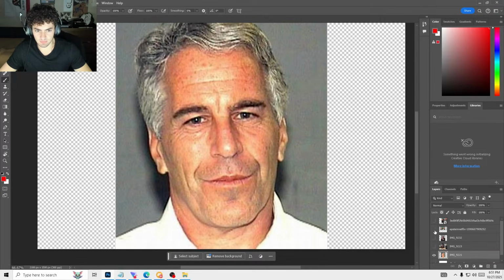The next measurement we're gonna do is lower lip to upper lip ratio. So as you can see, Jeffrey Epstein's lips are practically the same.